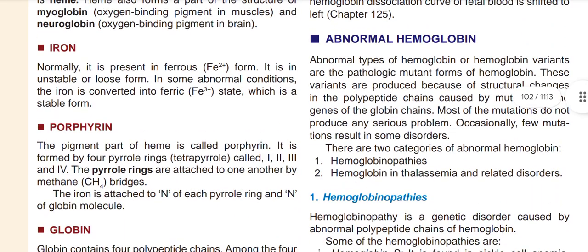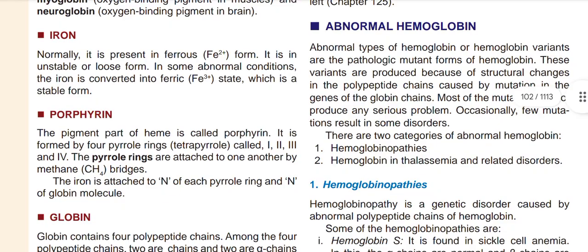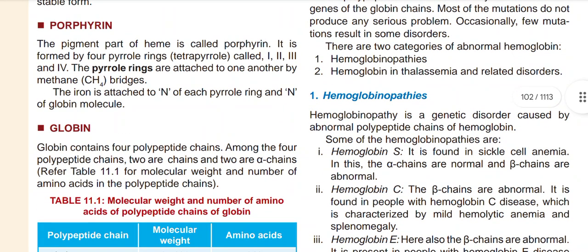Now, we will discuss the abnormal hemoglobin. Abnormal types of hemoglobin or hemoglobin variants are pathologic mutant forms of hemoglobin, and these variants are produced because of structural changes in the polypeptide chains caused by mutation in the genes of the globin chains, and most of the mutations do not produce any serious problem. Occasionally, a few mutations result in some disorder. There are two categories of abnormal hemoglobin. One is hemoglobinopathies and the other is thalassemia and related disorders.